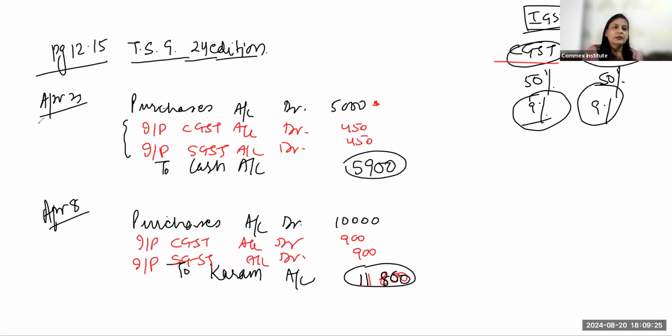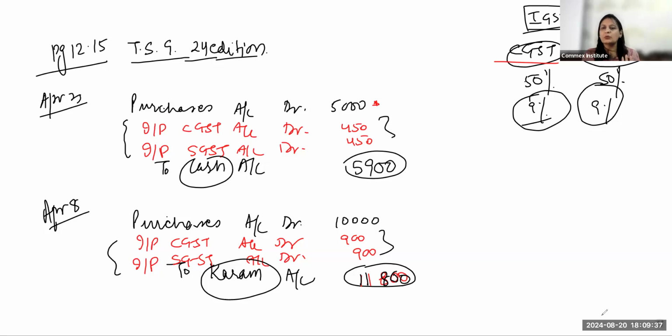Simple. So if it is a cash transaction, cash will be credited. If it is a credit transaction, the creditor will be credited. So that part is the same. The only thing is every time you have to insert these 2 lines. That is it. Nothing more. Okay, understood? It's not very difficult.